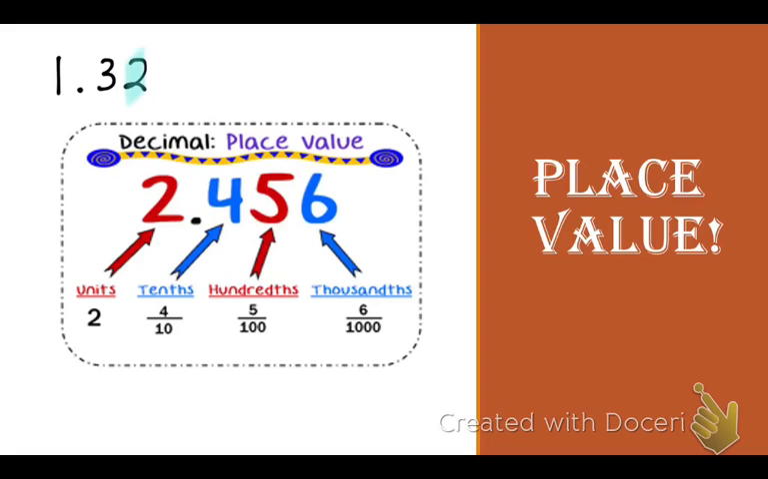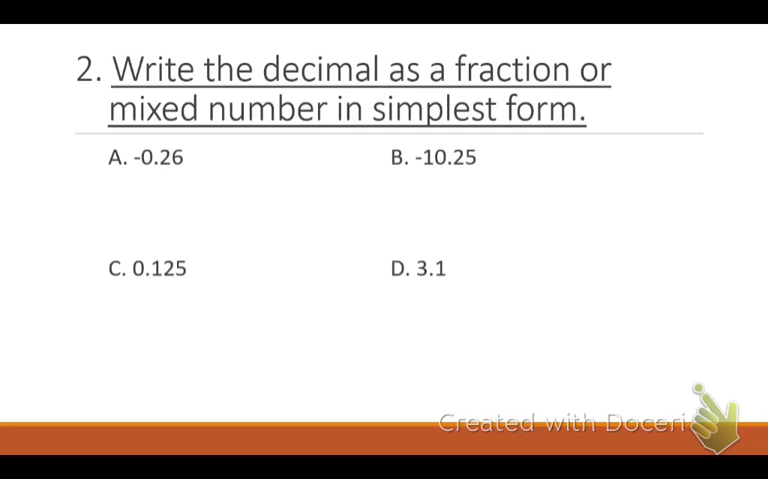The hundreds, because it's 2 numbers away from the decimal point. So you would read that 1 and 32 hundredths. Very good. Okay, so now that's going to help us as we move on to this next part right here. Write the decimal as a fraction or a mixed number in simplest form.